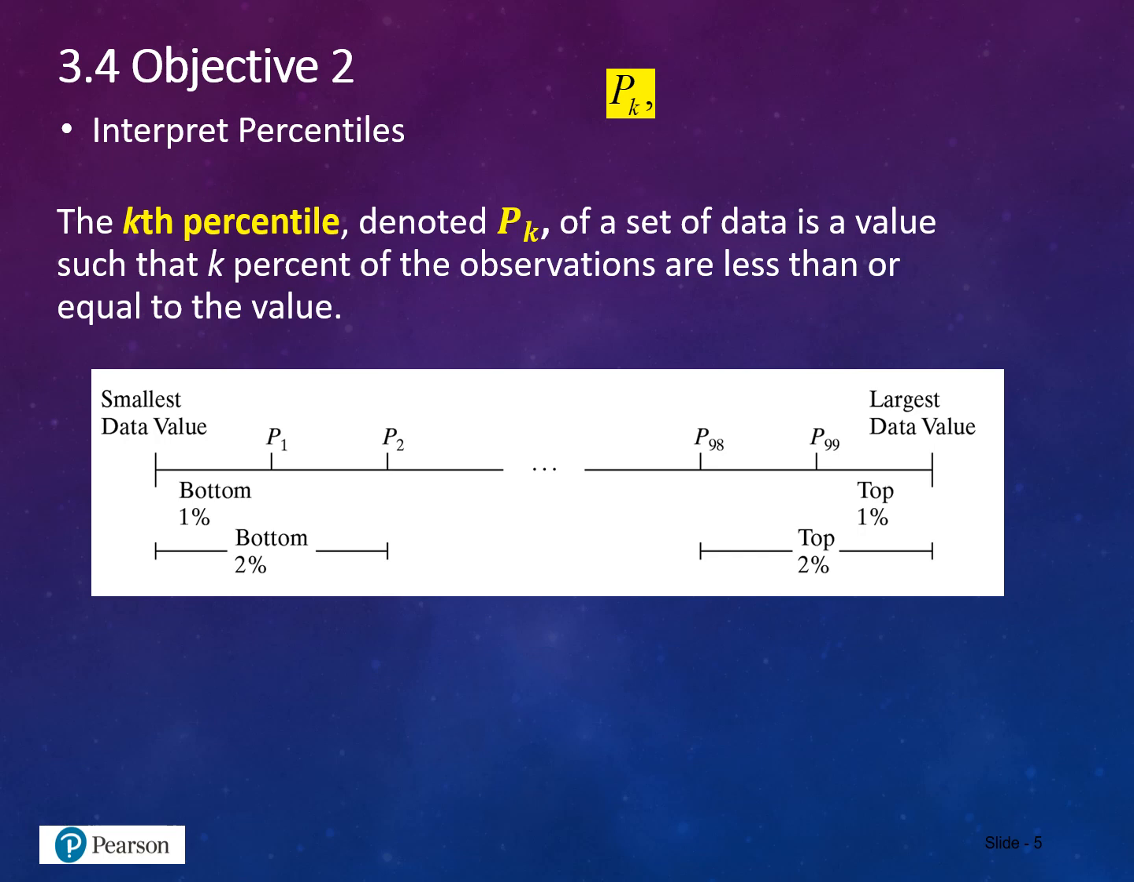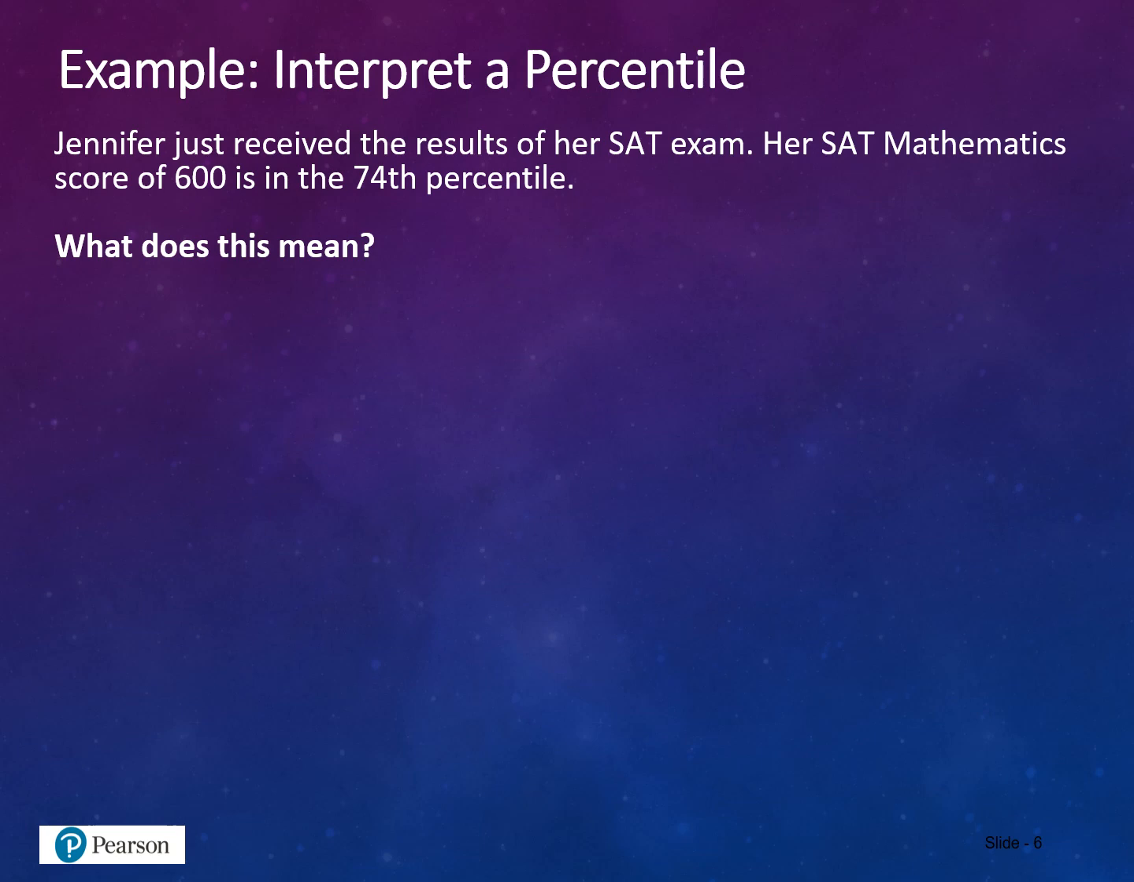It's a little bit confusing, but the percentiles are just saying that that point is greater than or equal to whatever the value of k is of the observations. So let's look at an example.